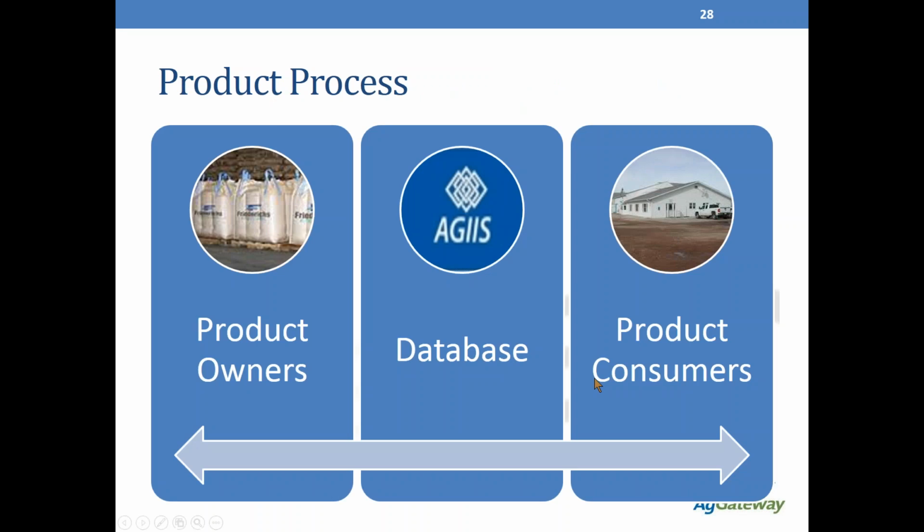So just to give you an idea from an AGIIS perspective of the product process, it's really a two-way street. You have AGIIS that sits in the middle. You have product owners that are loading and maintaining their information into AGIIS. And then you have product consumers that are setting up extracts to receive this information, to receive any changes and to get those unique identifiers so they can report it in any eConnectivity processes they're associated with.